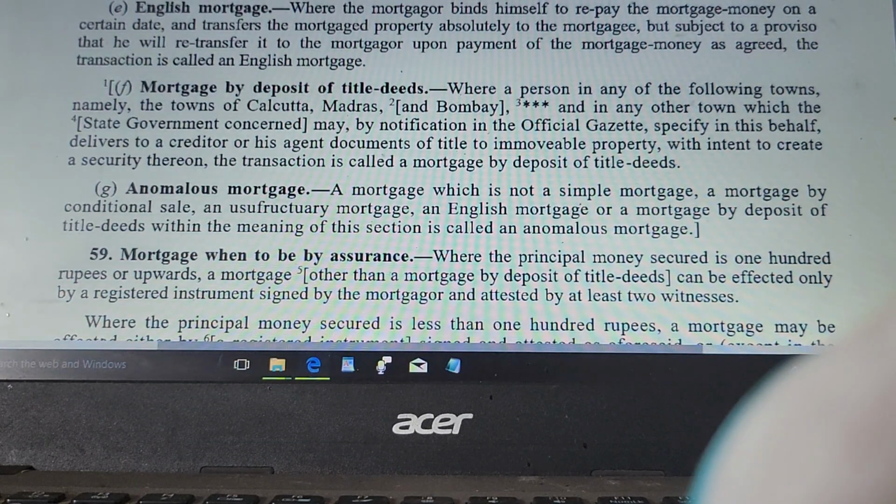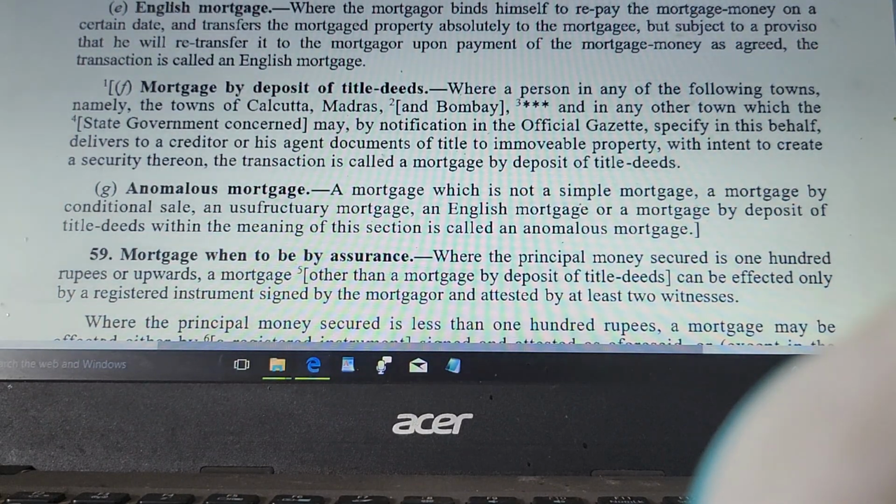(f) Mortgage by deposit of title deeds. Where a person in any of the following towns, namely the towns of Calcutta, Madras, and Bombay, and in any other town which the State Government concerned may, by notification in the Official Gazette, specify in this behalf, delivers to a creditor or his agent documents of title to immovable property with intent to create a security thereon, the transaction is called a mortgage by deposit of title deeds.